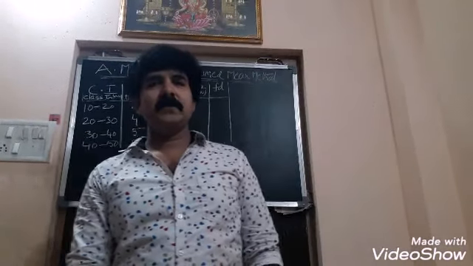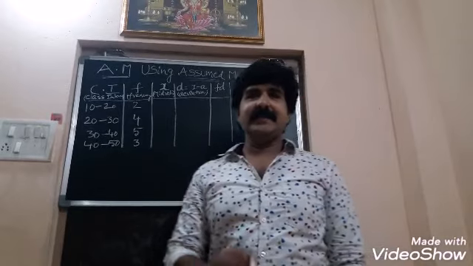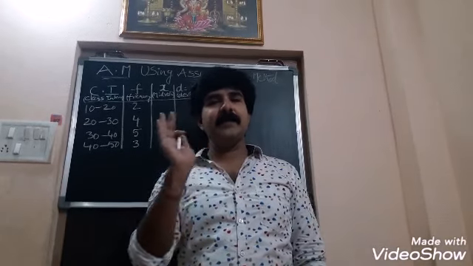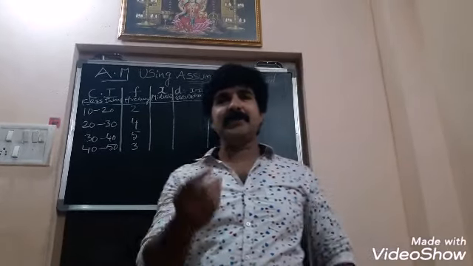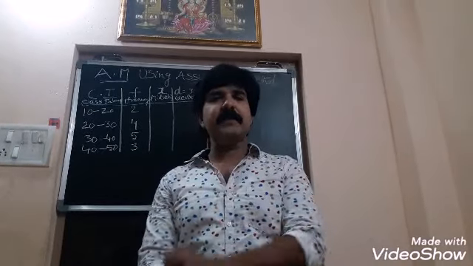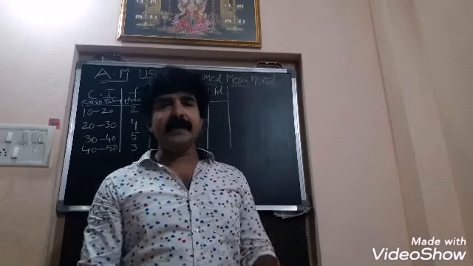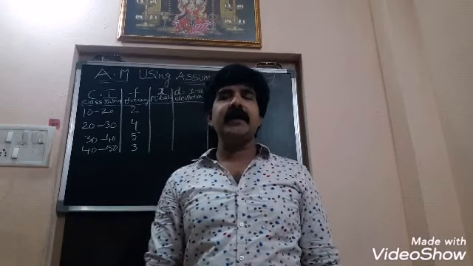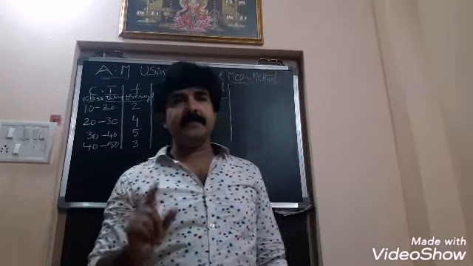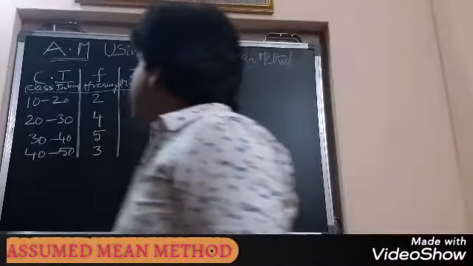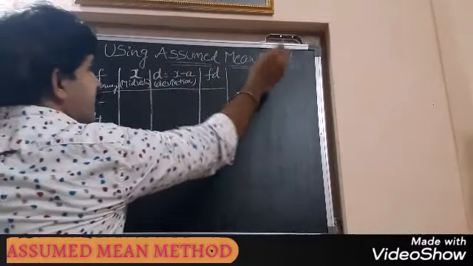In the previous session, we learnt about finding the arithmetic mean through the direct method, and we already mentioned in the previous class there are three methods to find out AM: direct method, assumed mean method, and step deviation method. So let us solve another method for AM, that is the assumed mean method. AM using assumed mean method.